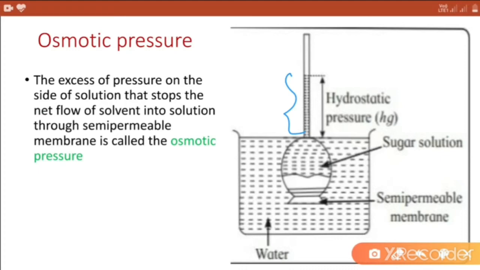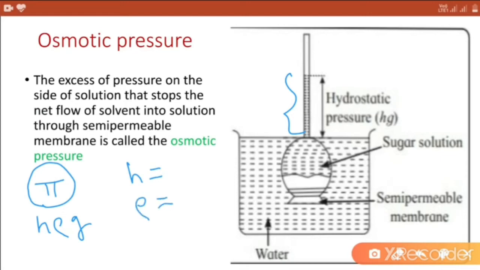And the hydrostatic pressure that stops osmosis is the osmotic pressure, represented by symbol pi, and the hydrostatic pressure is equal to h rho g. This h is height of liquid column in the tube, rho is density of solution, g is acceleration due to gravity.